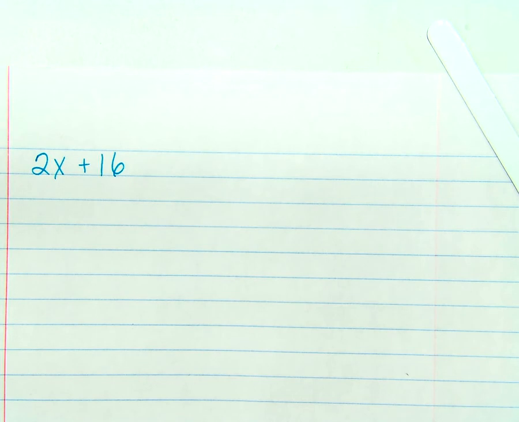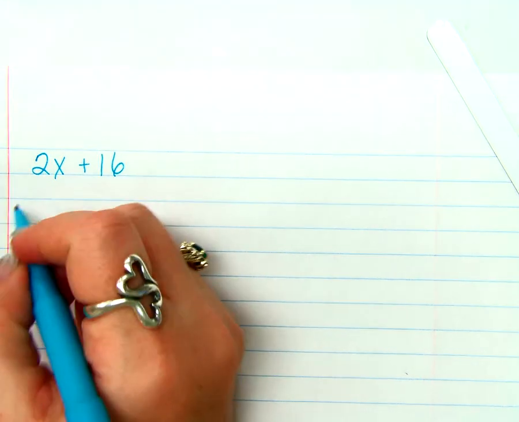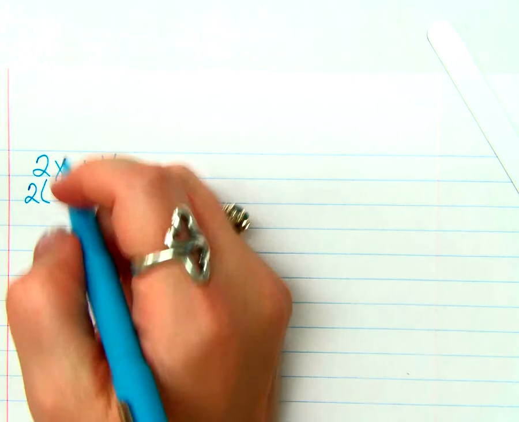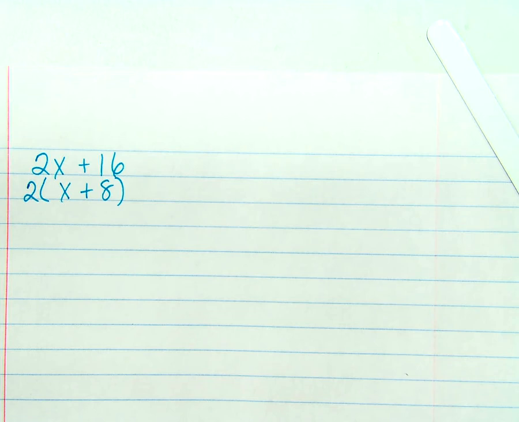If I tell you 2x plus 16 and I ask you to factor this expression, the very first thing that I always want you to think about in every single problem that we factor is, can I make it easier on myself from the beginning? Is there something that each of these terms is divisible by? Is there something that each of these terms have in common? Both of these terms are divisible by 2, aren't they? If I divide a 2 out of each term, what do I have left? x plus 8. Done.